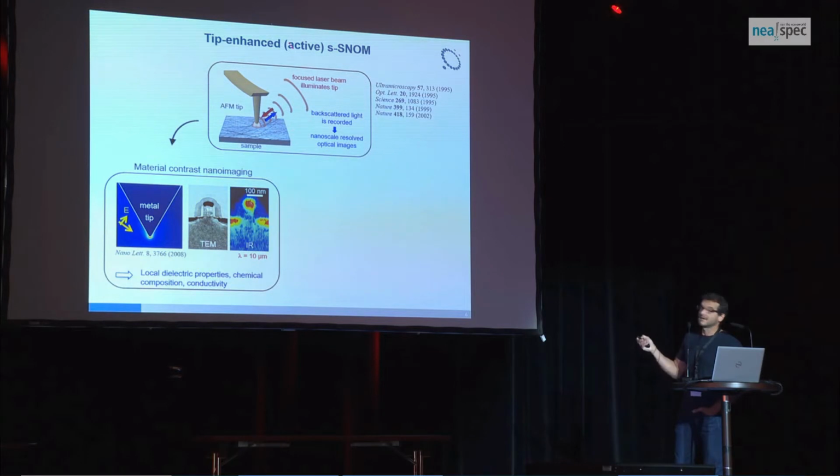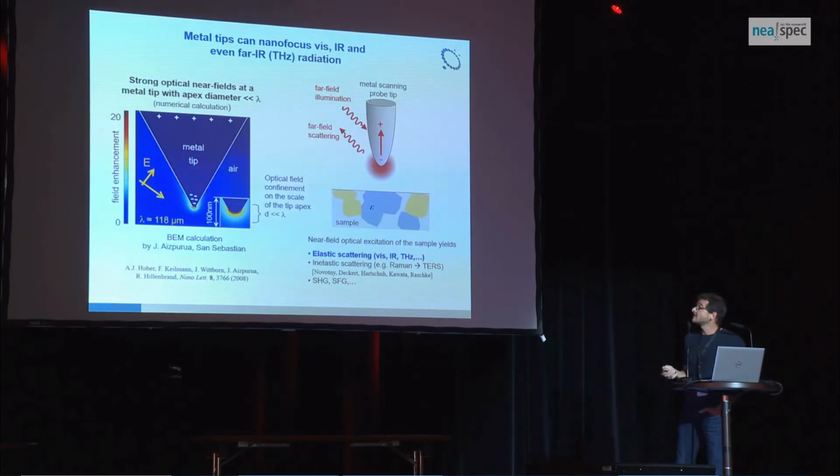So that's why I also have here active. The tip plays an active role. So how does this work then?